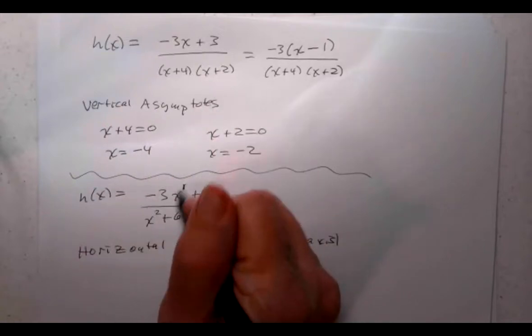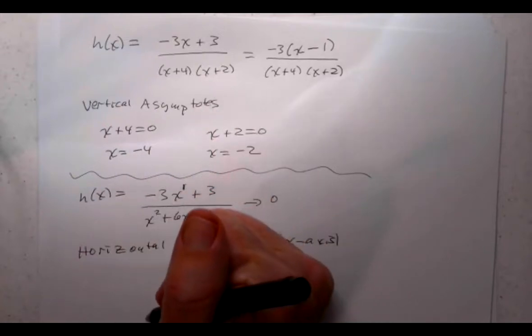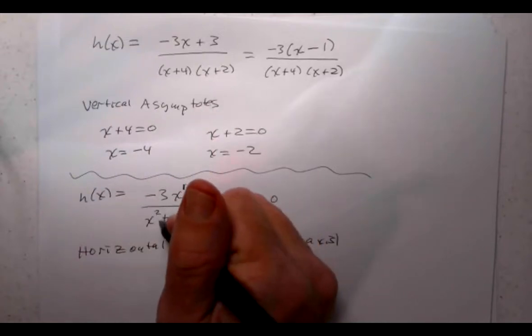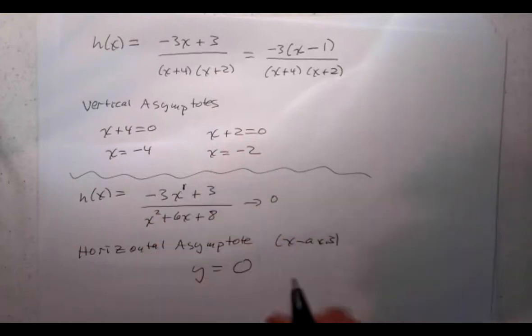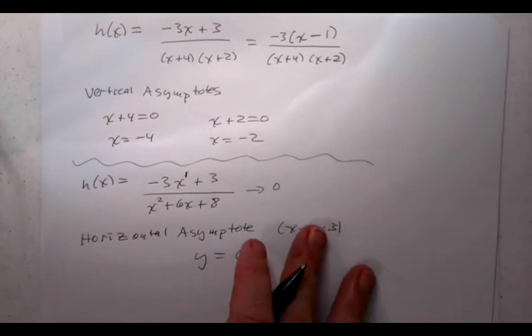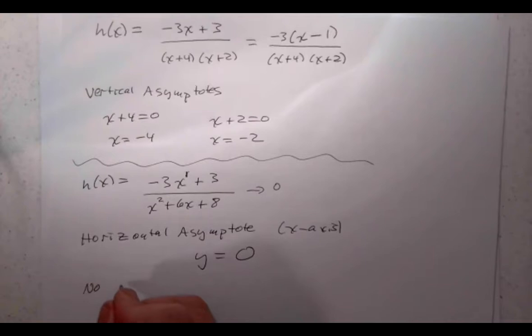Now, how about slant asymptotes? The degree of the top is 1, the degree of the bottom is 2. You have a slant asymptote if the top is 1 more than the bottom. That is not the case here. The top is 1 less than the bottom. So we conclude here that there is no slant asymptote.